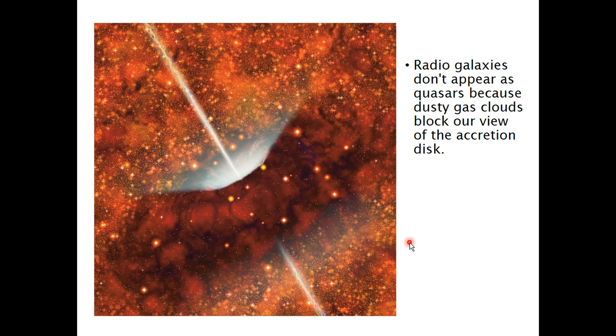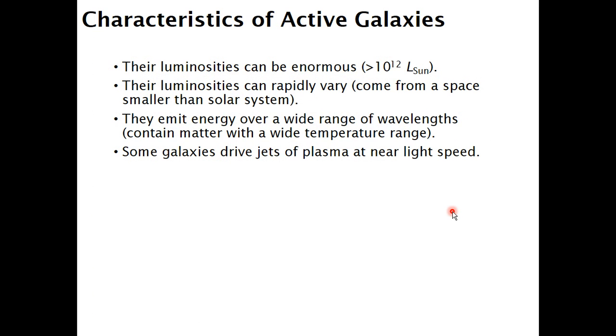Oftentimes, gas and dust is going to block some of our view. So we think radio galaxies are probably kind of like quasars, except we can't see the stuff that's blocked by gas and dust. Right? So we can't make out the accretion disk around this massive black hole. So all of these things are lots of energy over lots of wavelengths and high temperatures, lots of energetic gas and dust.